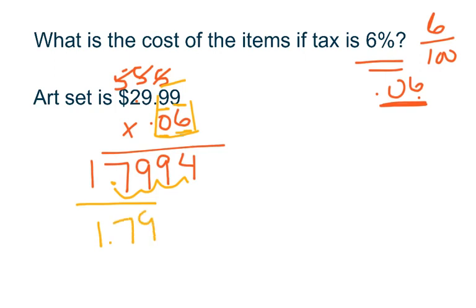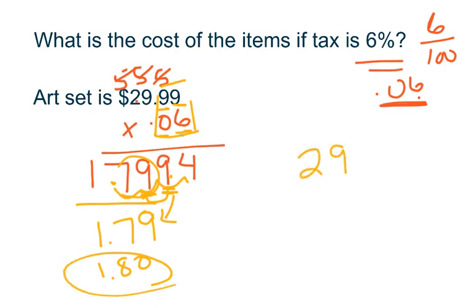Now, what do I notice? I notice that this is a 9. So therefore, I can round this number to 1.80. That would be the tax I would add. Because of this 9 here, since this 9 is 5 or more, I can round these cents to 80. Okay, and that's what I did here. So I'm going to add $1.80 to $29.99. So this is the price of the actual art set.